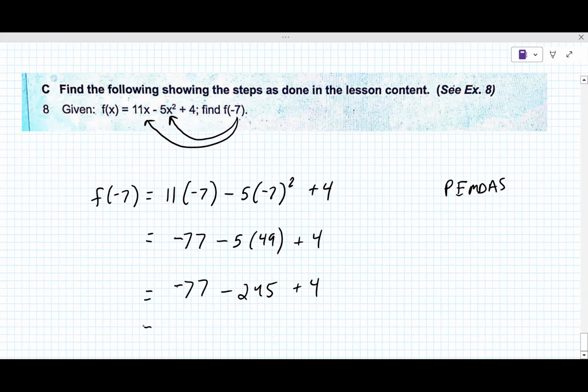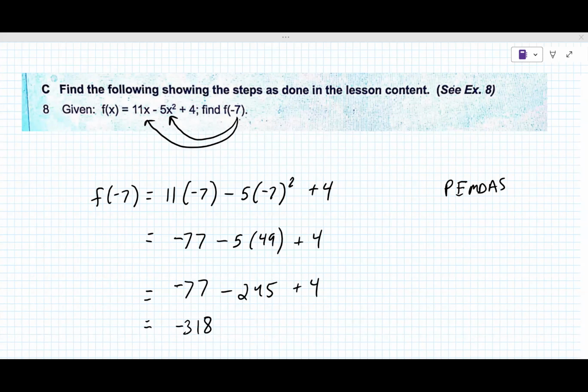Now I will put this in the Desmos. -77 minus 3 plus 4 equals -318. That sounds correct. Yep, -318. Good. All right. Any questions on that before we move on? Nope, I'm good.